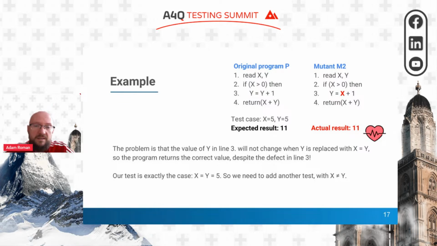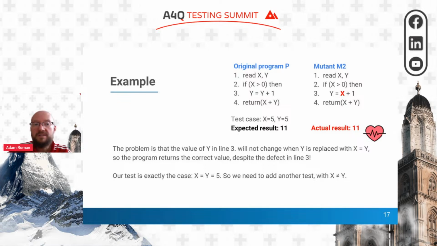The problem is that when we look at this code, we see that if we replace y with x in this line 3, then only if the value of x is equal to the value of y, the result will be the same, right? Because it doesn't matter whether it's x or y. If x equals y, then the result will be exactly the same. So analyzing this situation, we detected some weakness in our test suite.